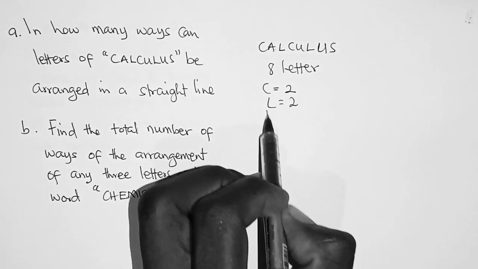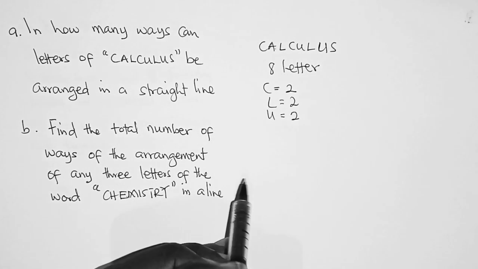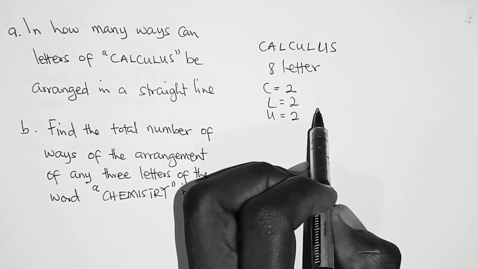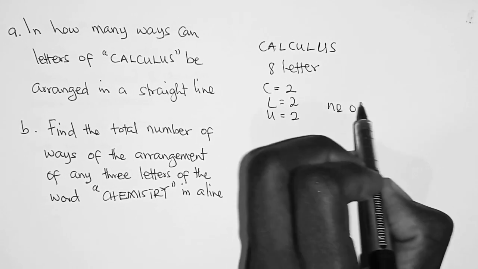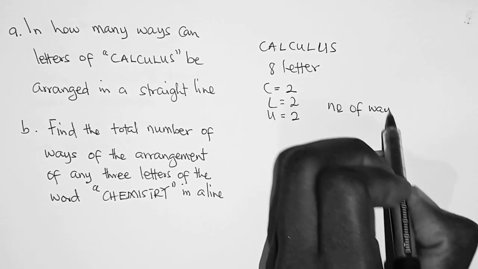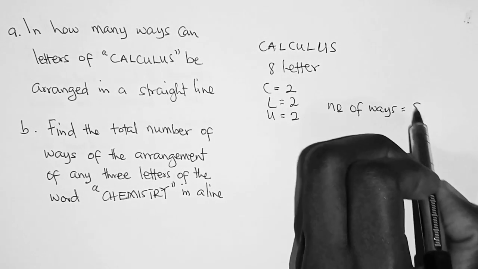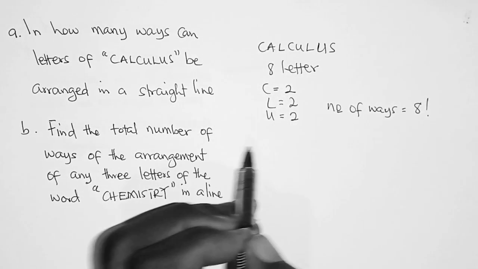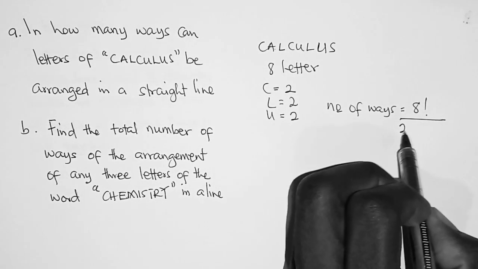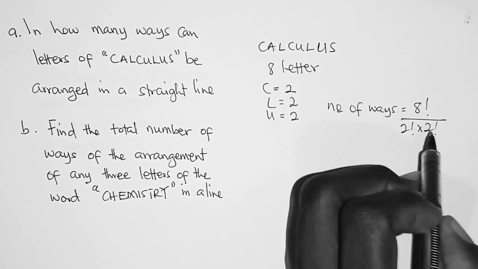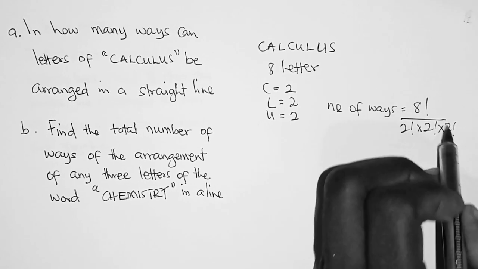And then U is also repeated twice. So the total number of ways that we can arrange calculus is equal to 8 factorial, because there are 8 letters in total, divided by the number of repetitions. So 2 factorial times 2 factorial times 2 factorial.